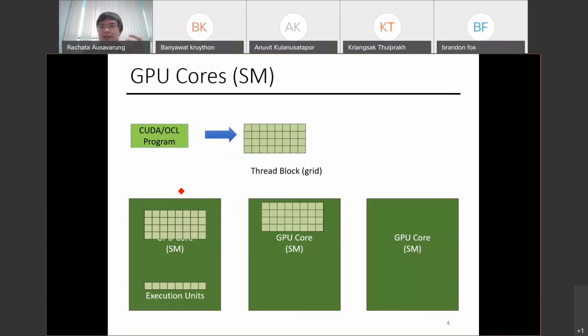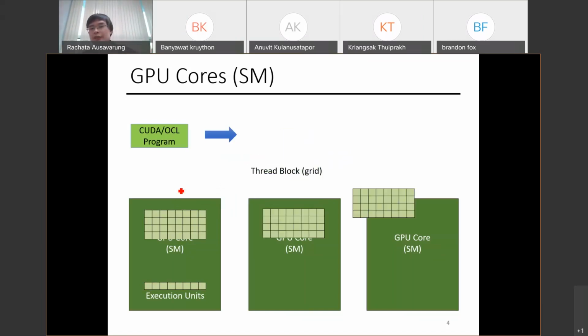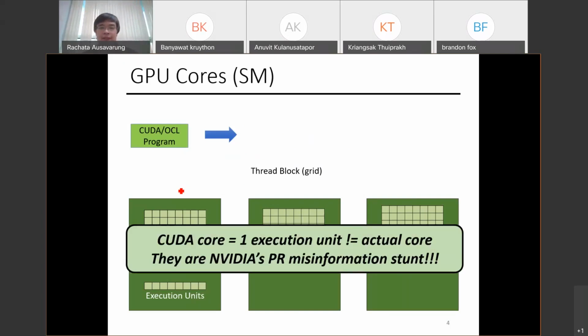So this is how the GPU works, and all the thread blocks from your program will be distributed across all the GPU cores. A quick thing, as I said last Monday, a CUDA core, which is what NVIDIA claims, is not a real actual processing core. A CUDA core is one ALU. So don't just look at the number of CUDA cores and tell people that, hey, there are 2,000 GPU cores. No, that's not true.